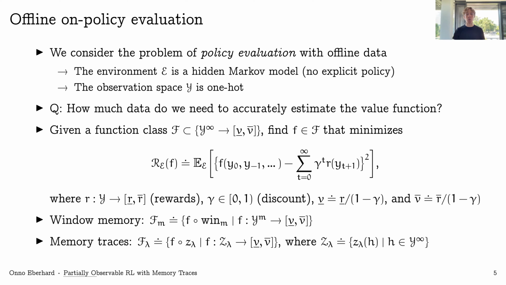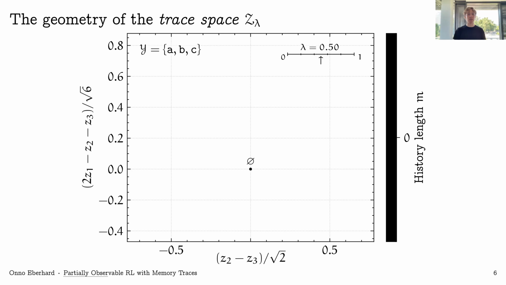Now, to understand how memory traces with a forgetting factor lambda compare to window memories, we need to look at this set of possible memory traces, Z lambda. To understand this, I've illustrated it here in a very simple setup. There are only 3 possible observations. These are one hot, so they are the canonical basis vectors of the 3-dimensional space. By the construction of memory traces, that means that all memory traces are linear combinations of these 3 vectors, so they are in this 3-dimensional space. However, to visualize it, I've projected it down onto 2 dimensions here.